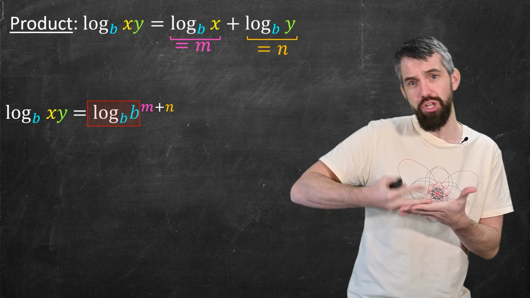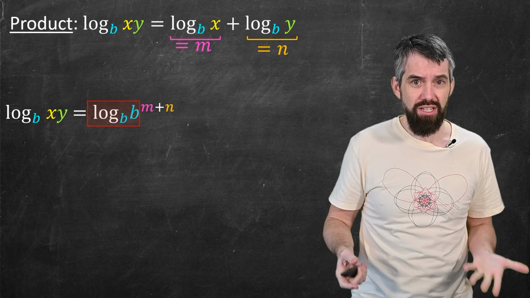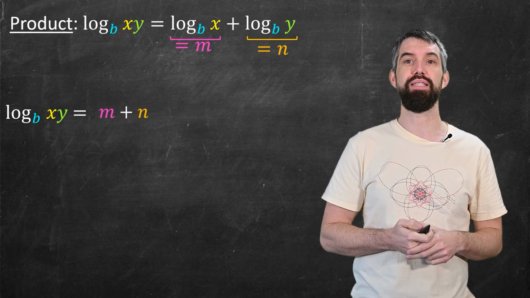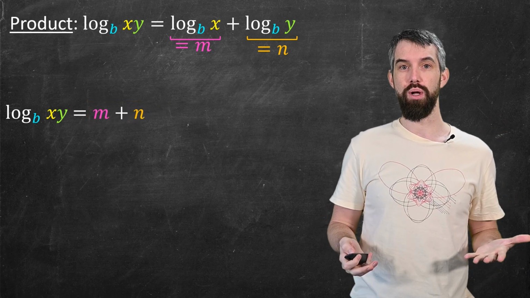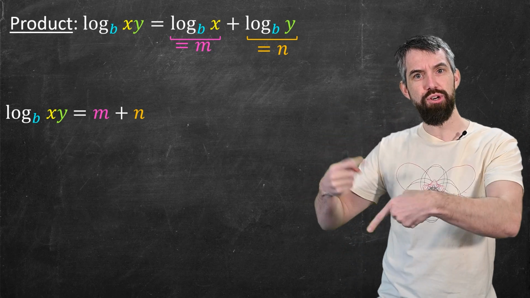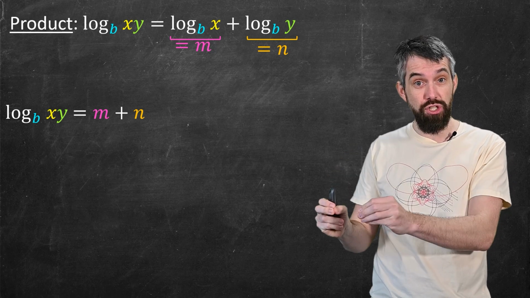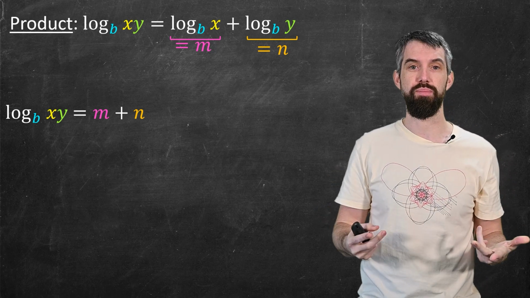So I've got this exponential b to the m plus n, and I've got this logarithm base b. They cancel, and you just get the value of m plus n, which is exactly our rule. So the method here was just take the rule, rewrite it in terms of exponentials, use the rule for exponentials, and then put it back into logarithms.